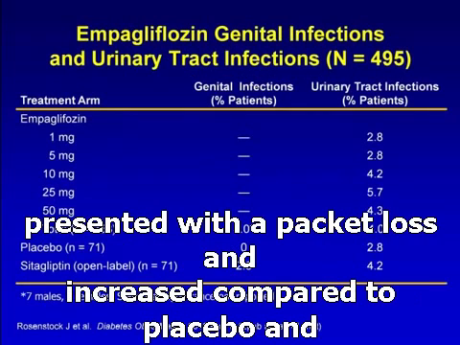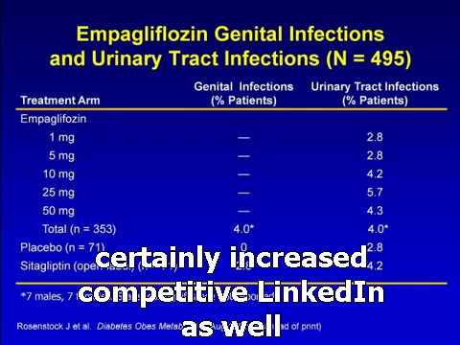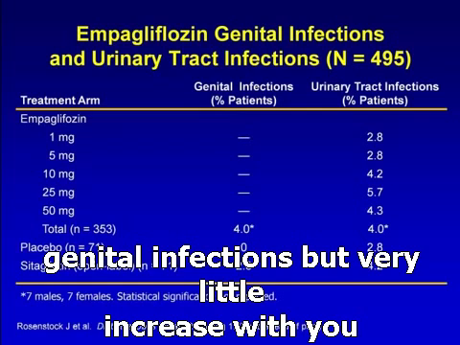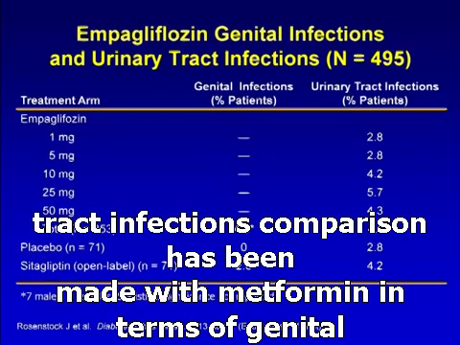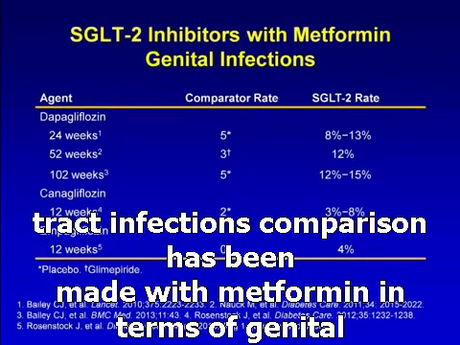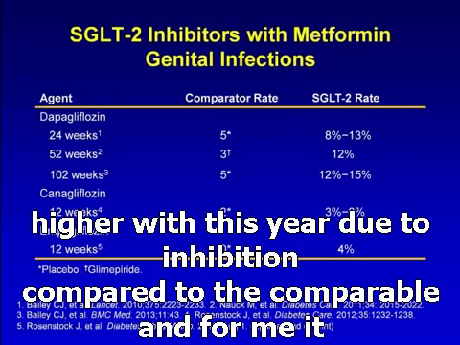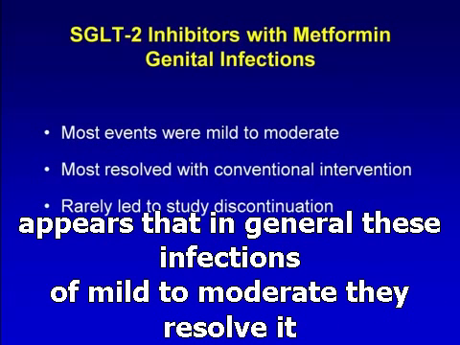Similar results have been presented with empagliflozin, an increase compared to placebo, and certainly an increase compared to sitagliptin as well, of genital infections, but very little increase with urinary tract infections. A comparison has been made with metformin in terms of genital infections with all these drugs. And in year 2, on the next slide, you see that it's much higher with SGLT2 inhibition compared to the comparator metformin. It appears that in general, these genital infections are mild to moderate.